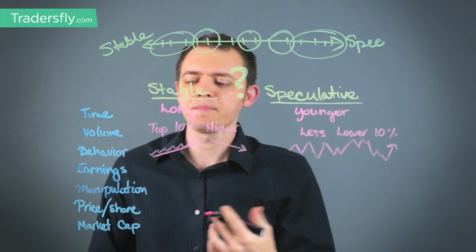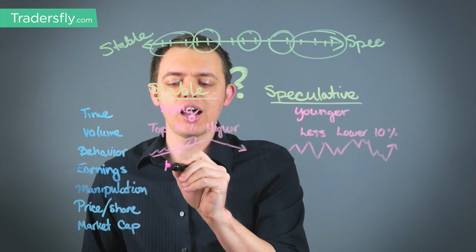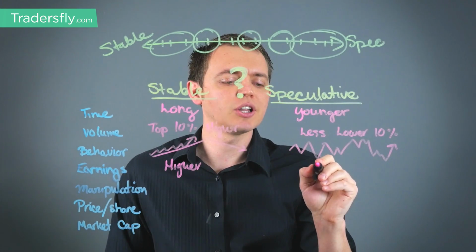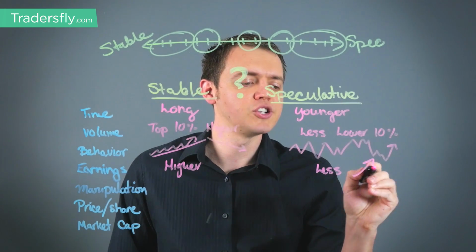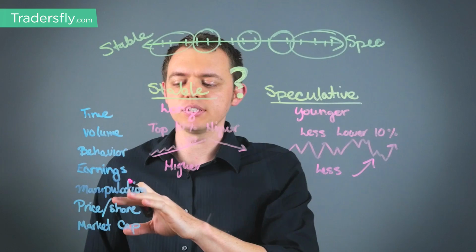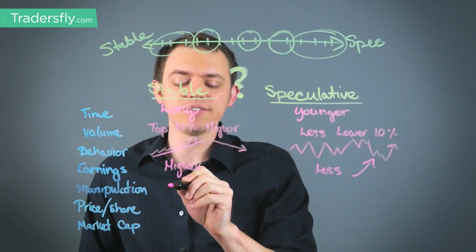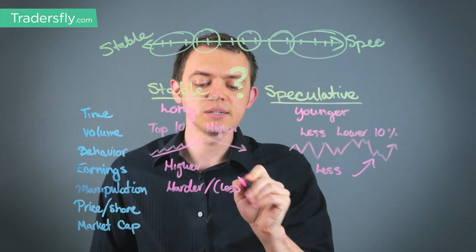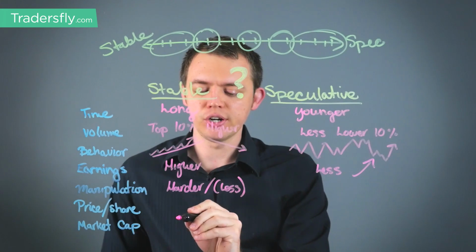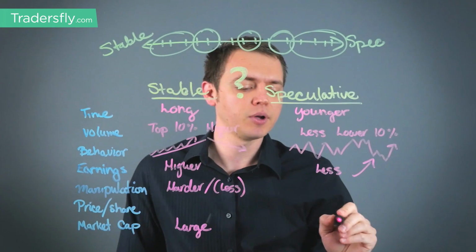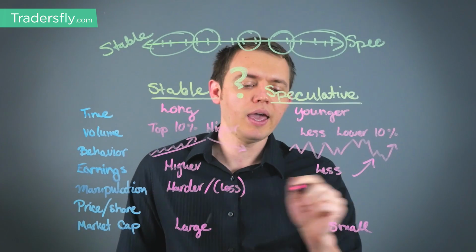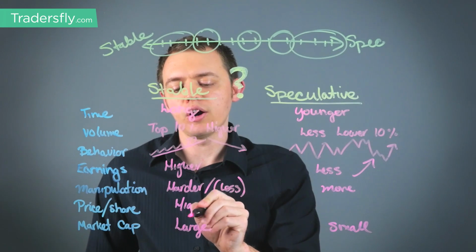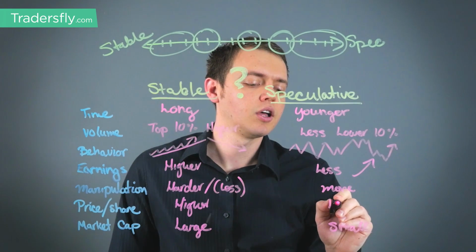So it's more erratic. Earnings: typically you have much higher earnings, and also more predictable earnings, whereas in a speculative company, earnings are a lot less, but you're looking for major growth, because that's kind of why people choose speculative companies. In addition, manipulation: it's a lot more difficult to manipulate more stable companies, and there's less of it, simply because they have a large market cap, which we'll go ahead and fill in here. They have a larger market cap, whereas here we have a smaller market cap, and there's more manipulation. And finally, the price per share. Usually stable companies are higher priced, and these are lower priced companies.